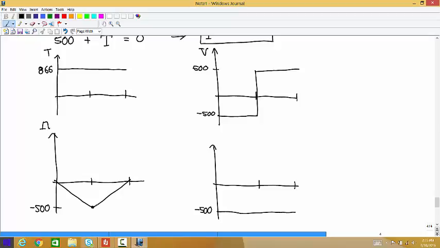What's the last little graph, sir? This is the torque, fancy T. Okay, that is all.